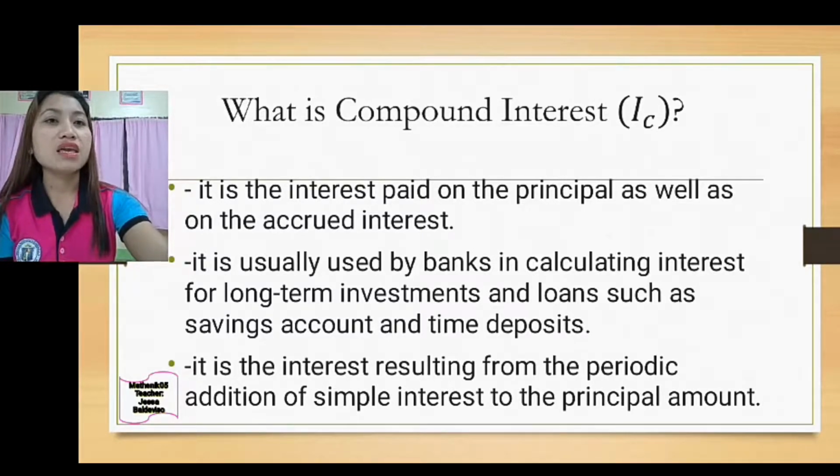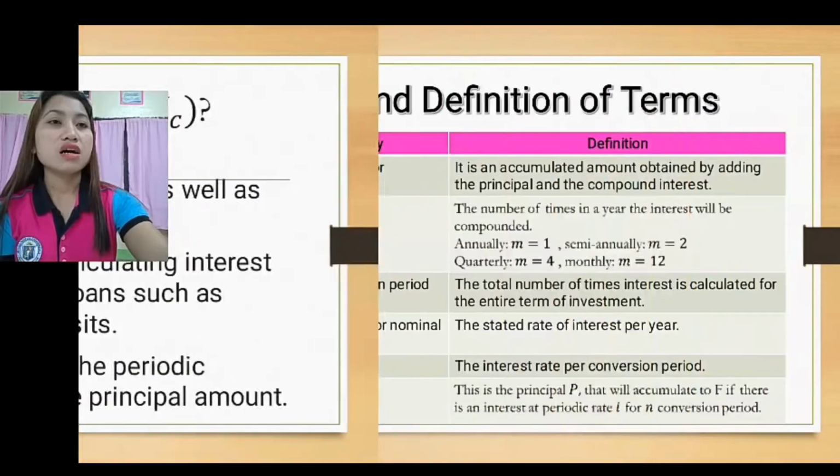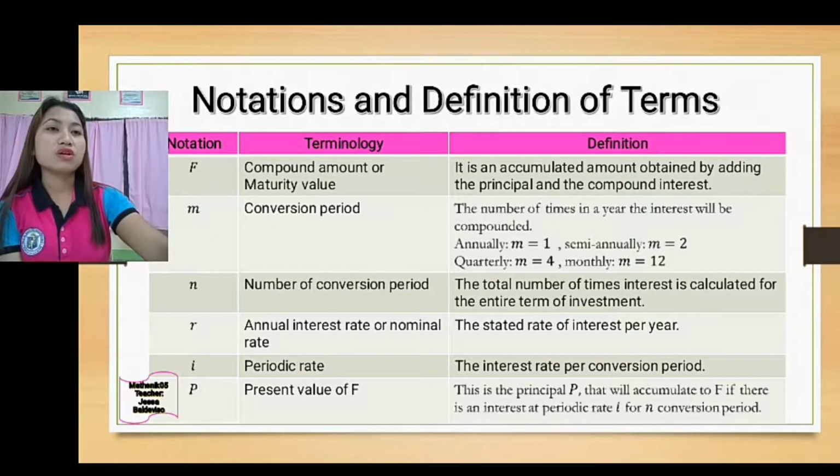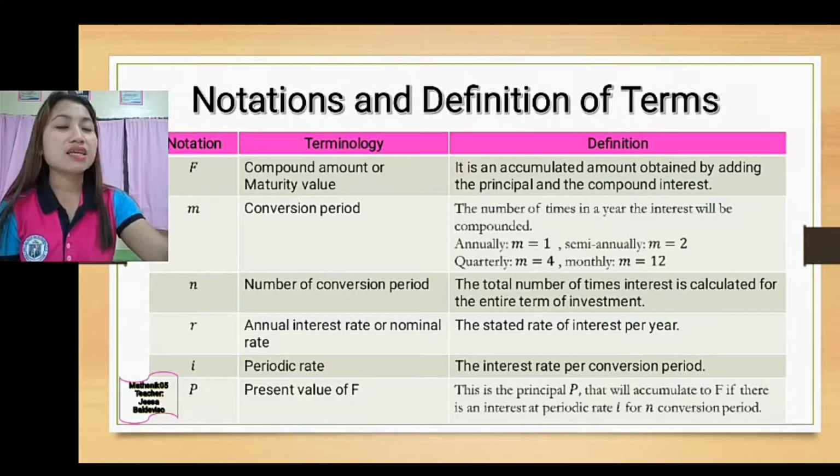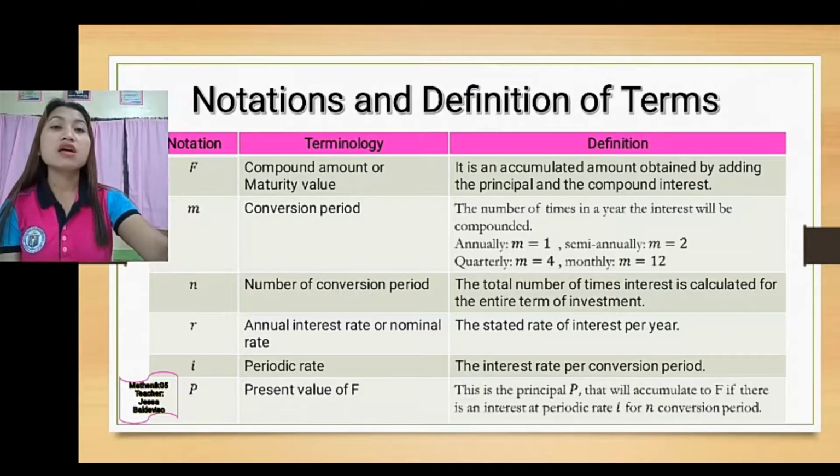And then, I have here the notation and terminology with definitions. The first notation is F. F stands for compound amount or maturity value. It is an accumulated amount obtained by adding the principal and the compound interest.